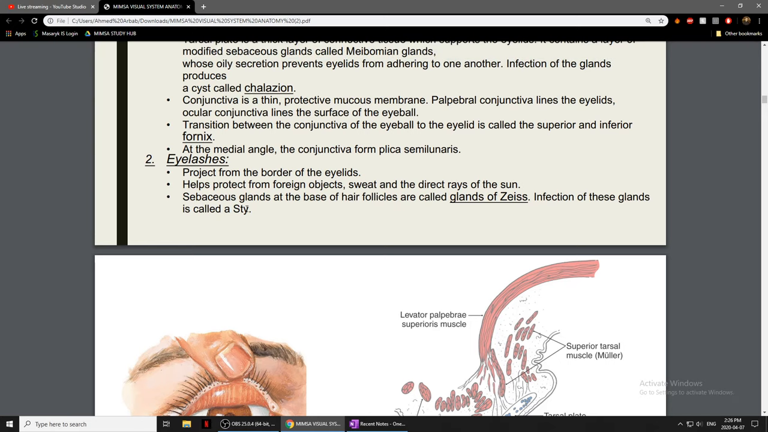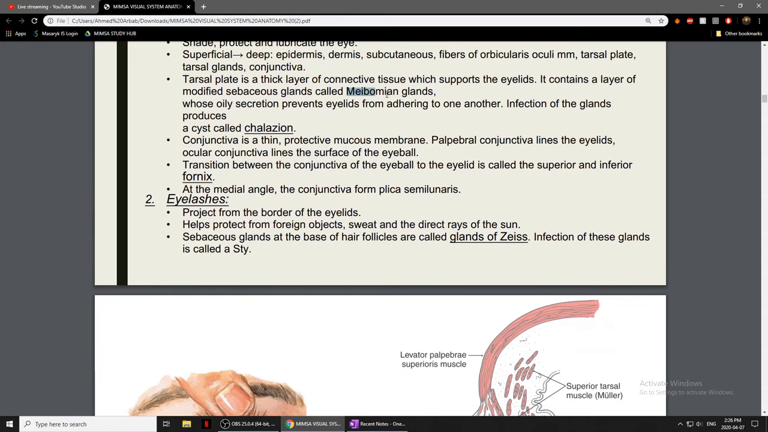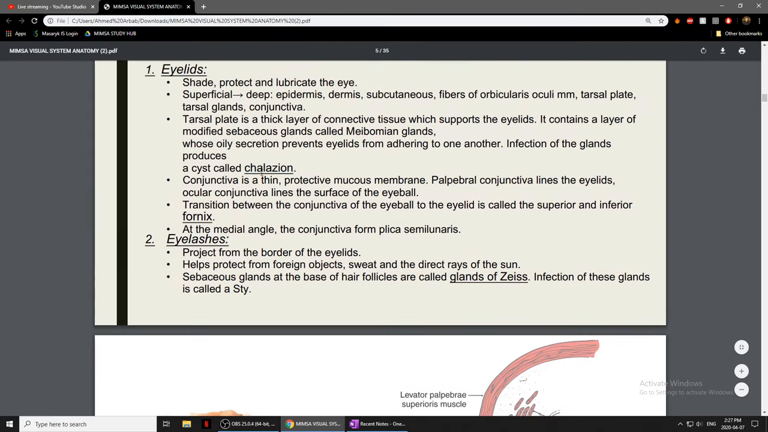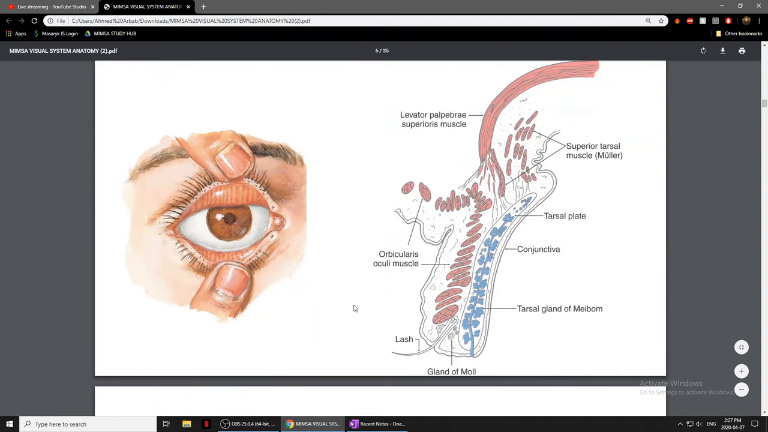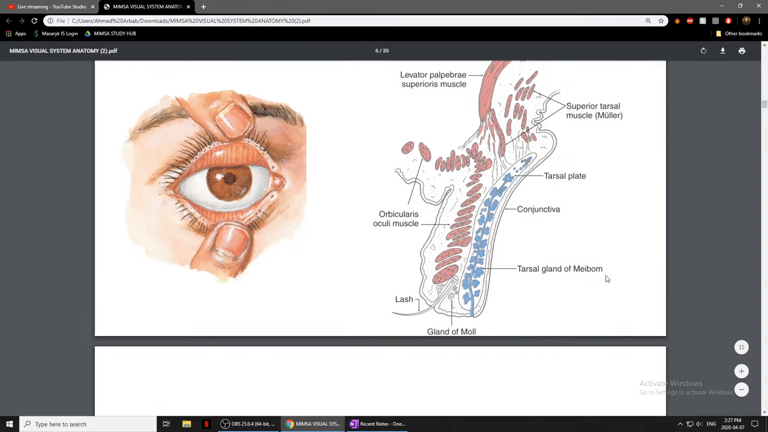It is spelled H-O-R-D-E-O-L-U-M. So a hordeolum is an infectious cyst from either the glands of Zeiss or the meibomian glands. And a chalazion is a cyst caused by inflammation. For example, blockage of the gland would cause a cyst called a chalazion, and a bacterial infection would cause a sty or hordeolum. So these tarsal glands are part of the tarsal plate, and glands of Moll and glands of Zeiss are at the base of the hair follicles of the eyelashes.